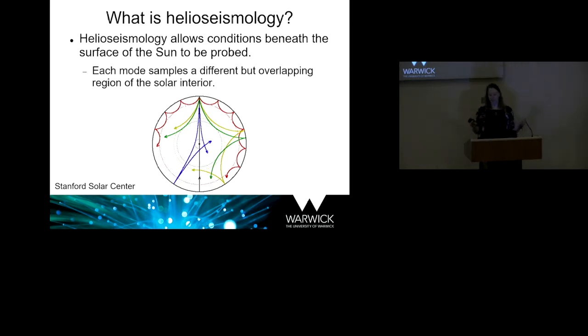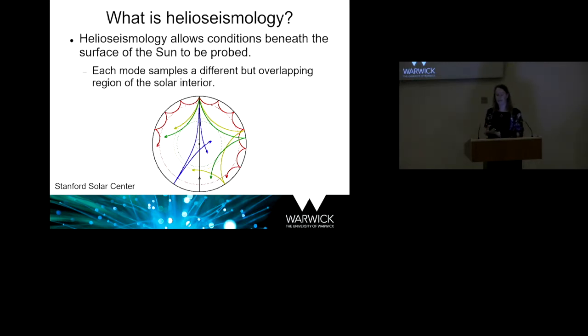So I said that the dynamos responsible for these magnetic fields are generated in the interiors of the stars. So what my research field is doing is using Helioseismology and Astroseismology to try and have a better understanding of the interiors of these stars. Helioseismology allows conditions in the solar interior to be probed, and it does so using oscillations.